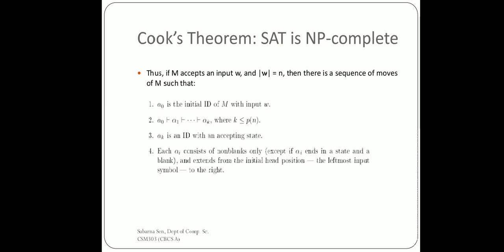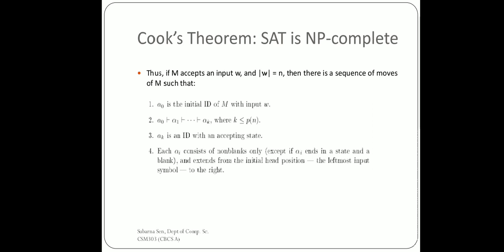Now we would assume alpha k is an ID with an accepting state. That means if it can traverse up to k number of IDs, then it can move to the accepted state. Do not think that k is always present or the accepting state is always present at the end. Here we are depicting k to be less than or equal to p(n), so it can be anywhere in the sequence of IDs. It can be at the beginning, in the middle, or at the end, anywhere, okay, but that should be within the total length n, right?